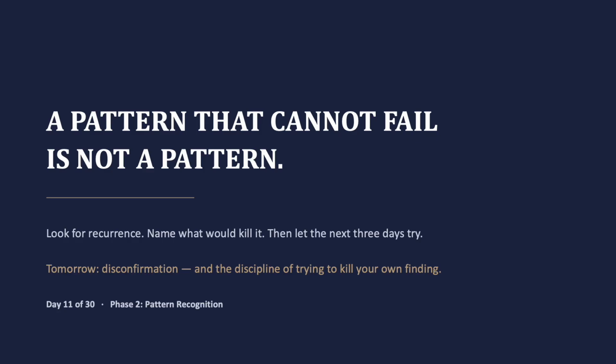That is day 11, and that is phase 2 open. The permission: you may now compare. After each session, never during, briefly review your map from 3 days prior and ask what has been repeated. The safeguard, in the same breath: for anything you notice, write what would prove it wrong before you know. A pattern that cannot fail is not a pattern, it is a preference. And the thing to remember when the click comes, and it will, the click is not evidence. It is hypothesis with good marketing. Look for recurrence. Name what would kill it. Then let the next 3 days try.